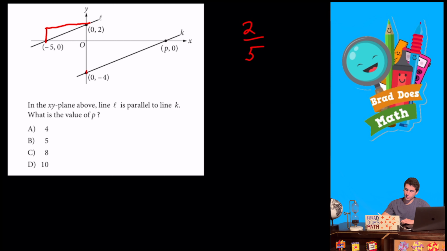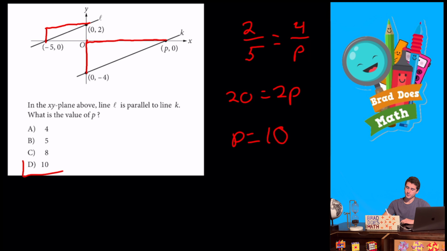Here, the rise, we're going from -4 to 0. So the rise is 4. And the run, we're going from 0 to p. Boom. They're parallel. They're equal. Cross multiply. Divide by 2. Boom. Something I want to mention just because I kind of thought of it.